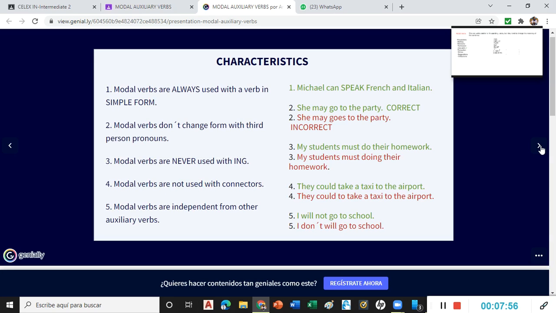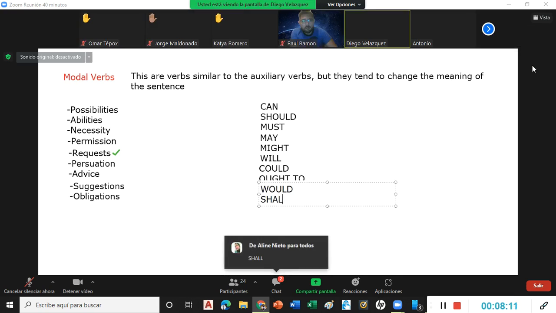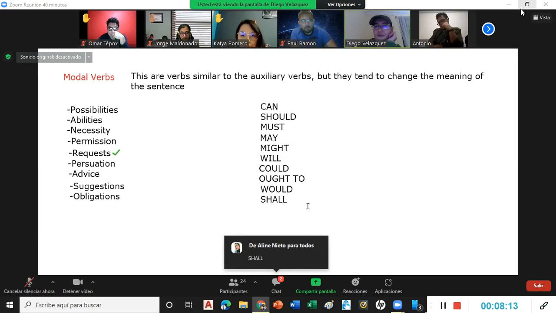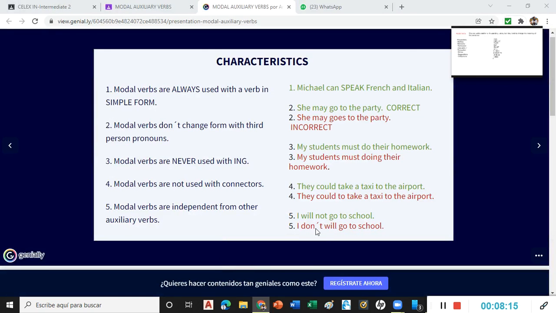Shall. Should. Should is the second on the list. We already have it. Would, okay. Shall. Maybe shall, it's a little bit dated, but well, maybe yes, it's still a modal verb.